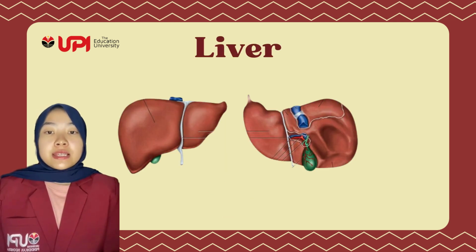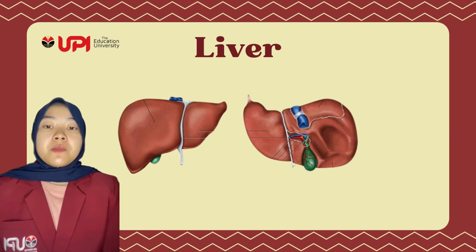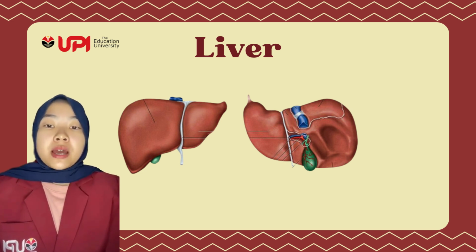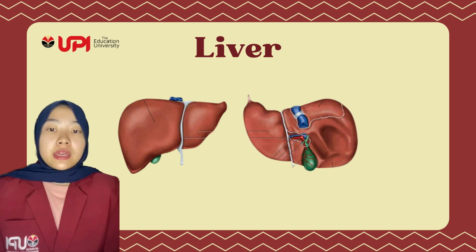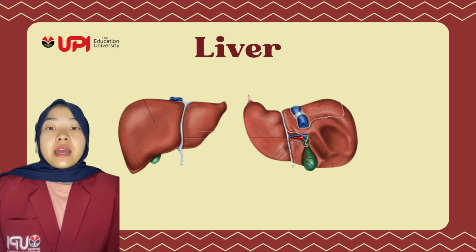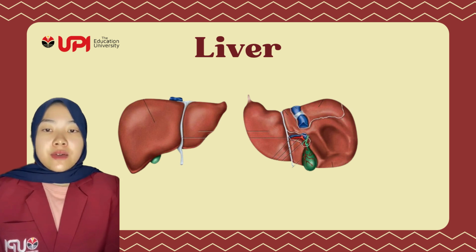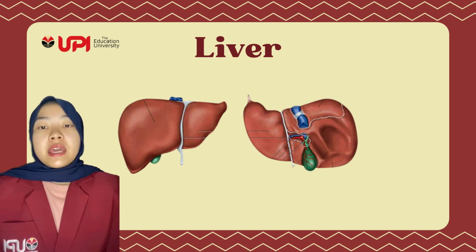The liver is located in the upper part of the abdominal cavity beneath the diaphragm and is protected by a thin membrane called the hepatic capsule. As an excretory organ, the liver functions to secrete bile, which contains waste products from the breakdown of damaged red blood cells that have been destroyed in the spleen.